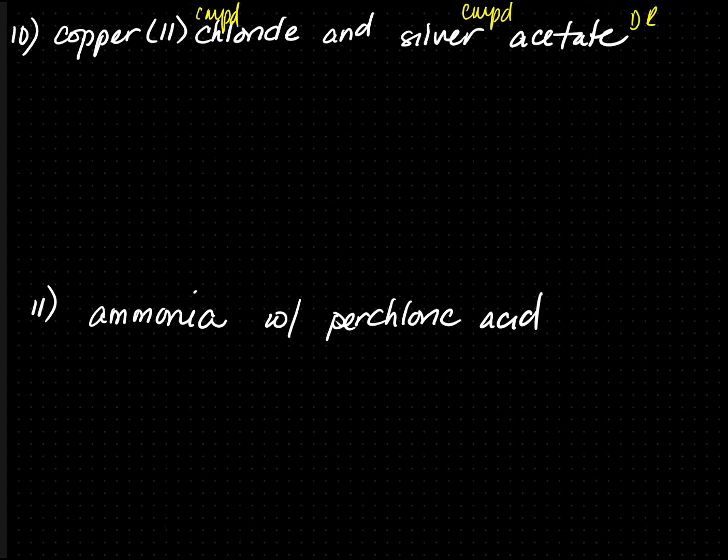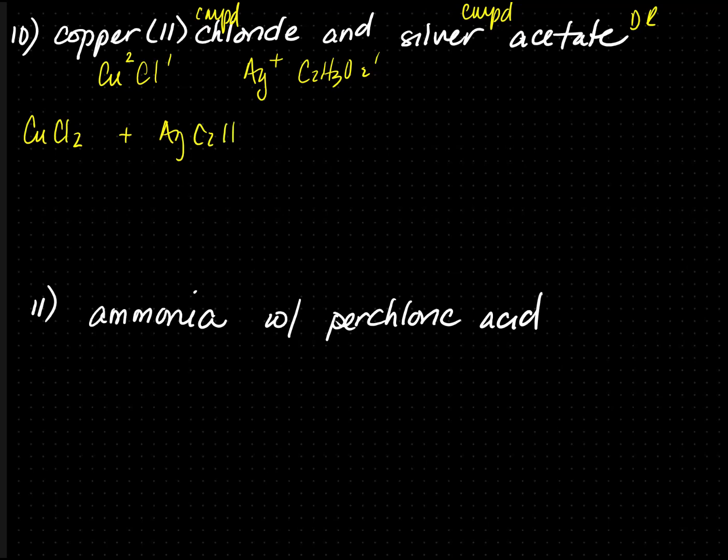So we have copper(II) chloride. Copper is a metal. So we need to find the charge. Charge is given to you in the parentheses because this is a transition metal. Cl has a charge of 1-. So CuCl2. Silver, you need to memorize the charge. Remember, it's a metal. Acetate is C2H3O2, charge of 1-. So this is AgC2H3O2.